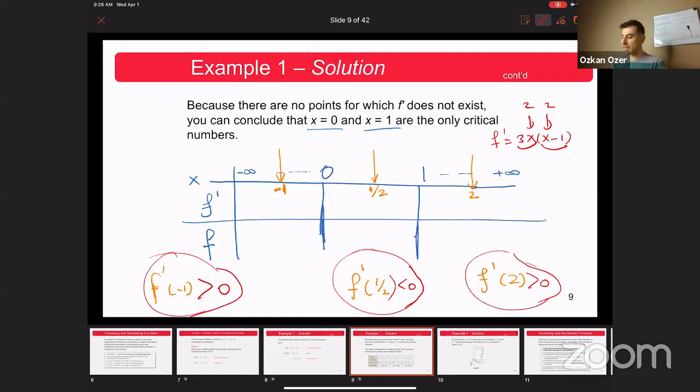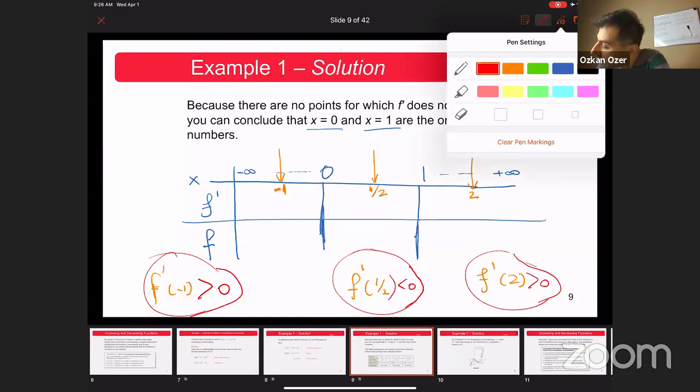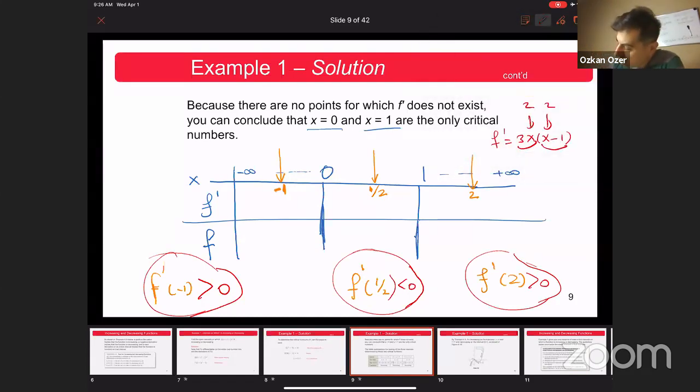So once you determine the signs of f prime at the sample points, you can go ahead and write here, let's see, f prime at -1 is positive. I'm going to put a plus sign here, minus sign here, and plus sign here. Okay. So these are the signs of f prime at the corresponding interval. So by just checking the sign of f prime at -1, I can tell that f prime is in fact positive on -infinity to 0, and it's negative on the interval 0 to 1, and positive on the interval 1 to infinity.